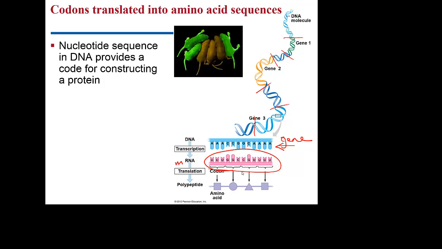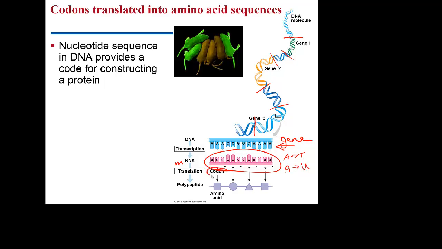C goes with G, fine. Why does A go to U? What does A normally pair with? A is supposed to pair with T, but if we are making RNA, we have no T's, right? So A pairs with U.